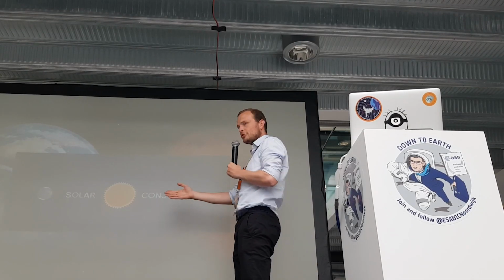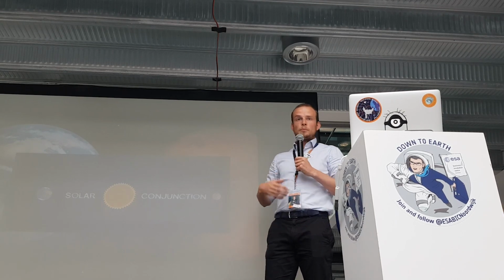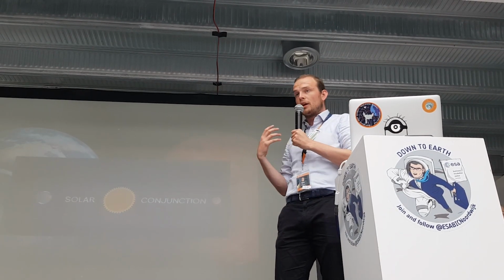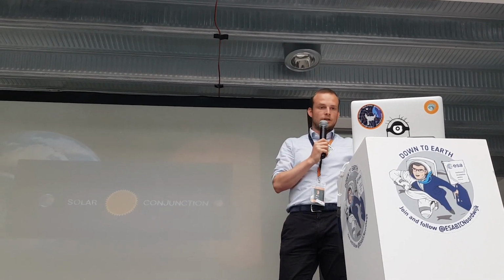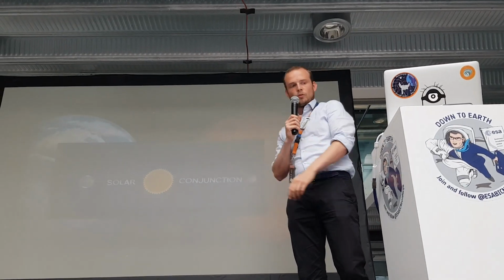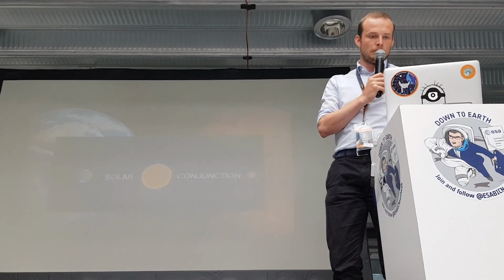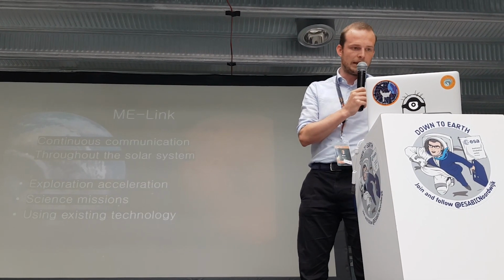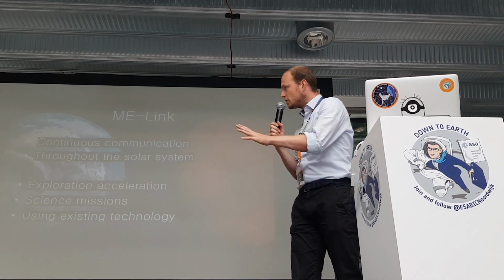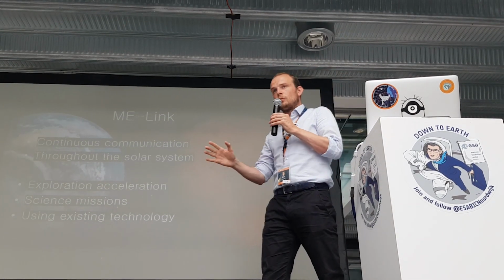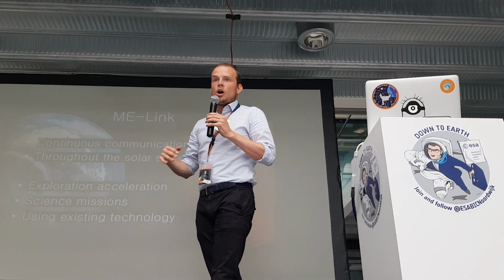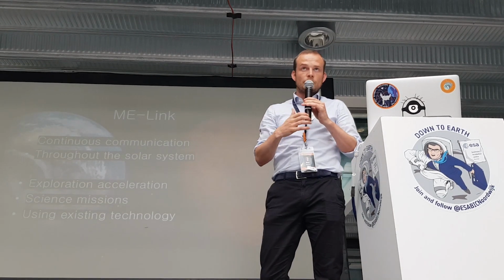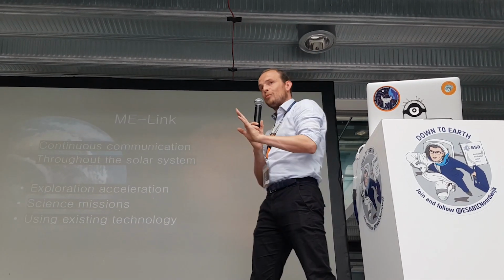Because of the solar conjunction, there are points in time where Mars is behind the Sun and we cannot communicate with it. Well, our solution, on top of some other benefits, can solve this. So the solution is MeLink. We can offer continuous communication not only to Mars, but throughout the solar system. Although there is not yet a need for that, we will focus on Mars first.